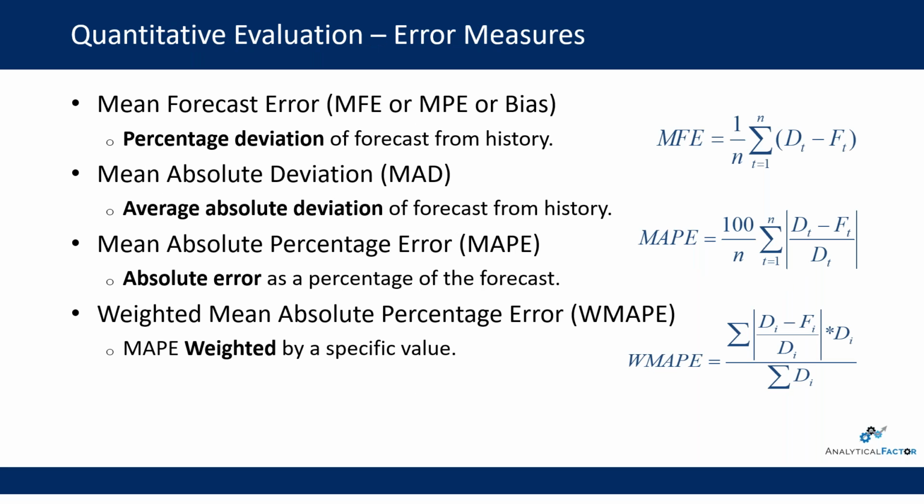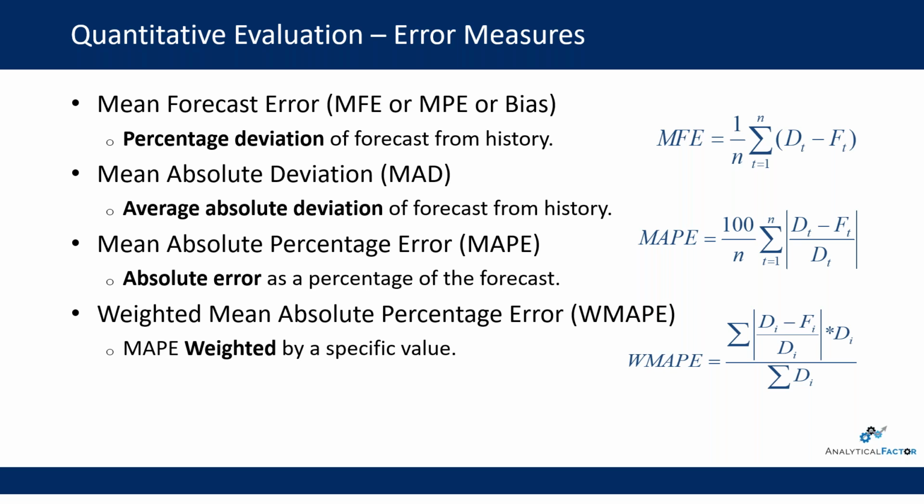Some common ways to measure accuracy. By no means are these the only ways, but these are very common. Mean forecast error, typically known as bias. Bias lets you know if you're systemically over or under. It's one of those metrics that you want to be as close to zero, and realistically could be quite close to zero.